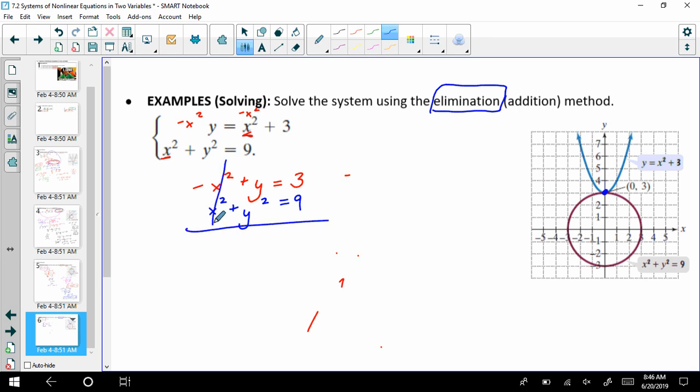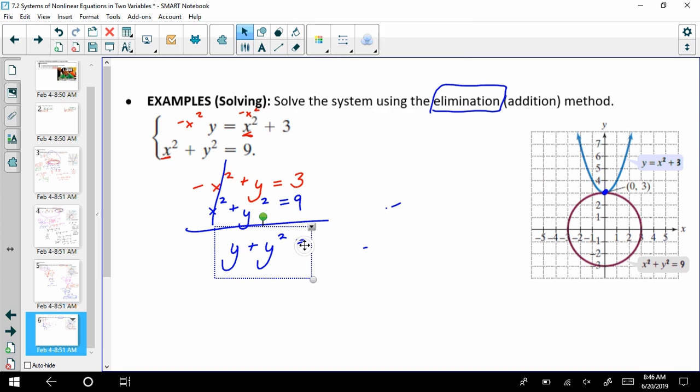So they're gone. Now, here's another mess up that I will see. When you go to add the things that are left, you cannot add the y and the y squared. They are not like terms. So how do I write that if I can't combine them together? Well, they're just going to sit next to each other, equals 12. Again, I cannot combine the y and the y squared. They're not like terms. They stay next to each other.